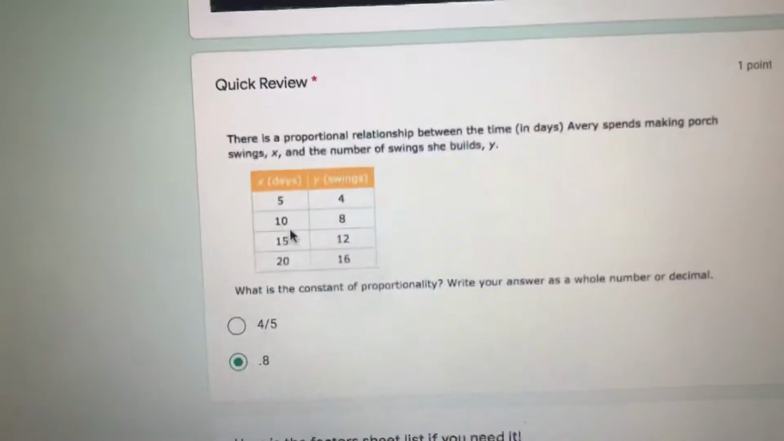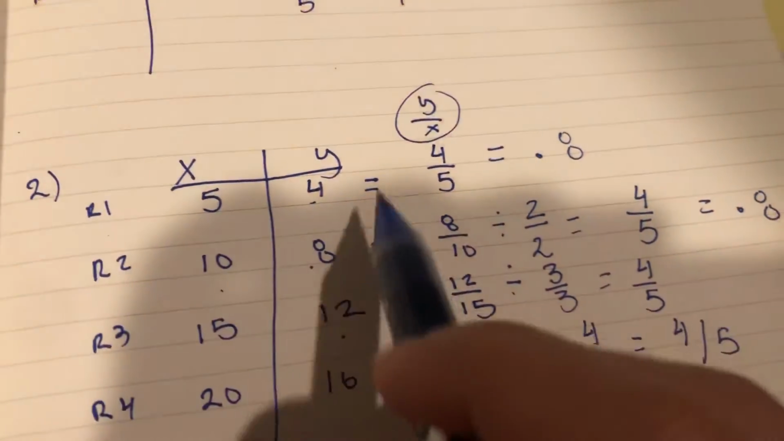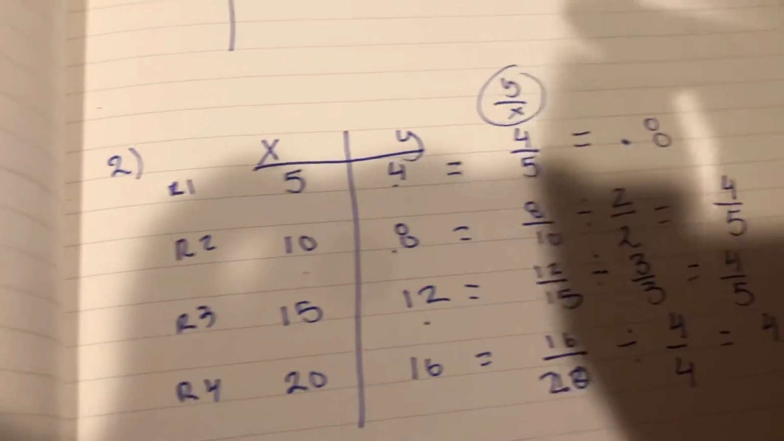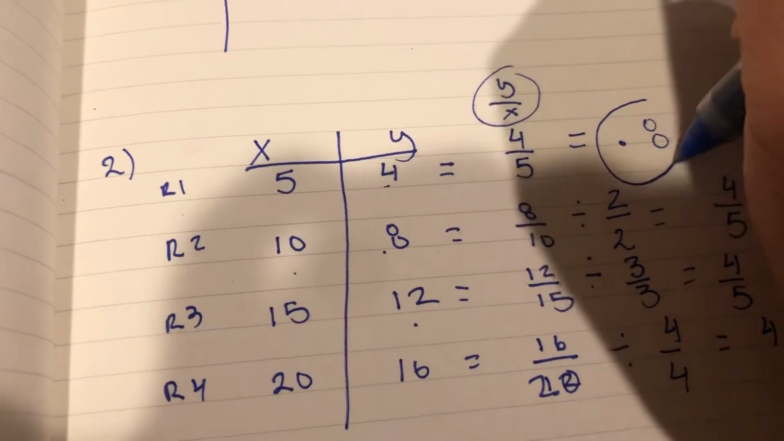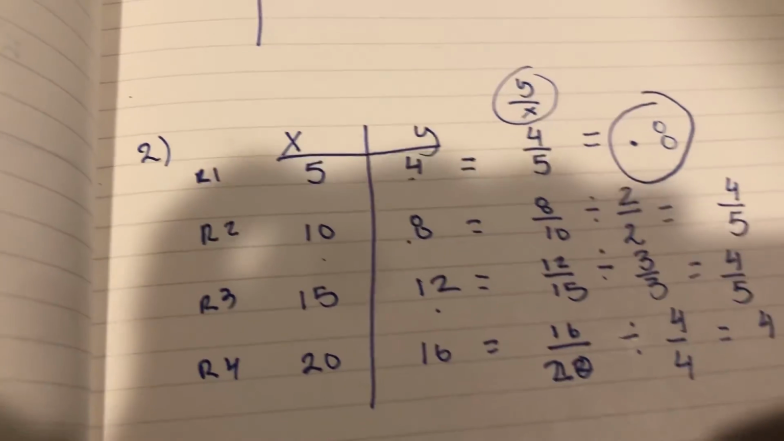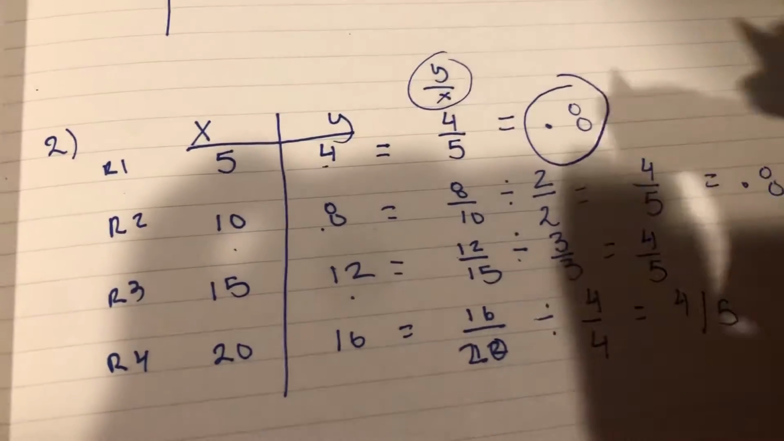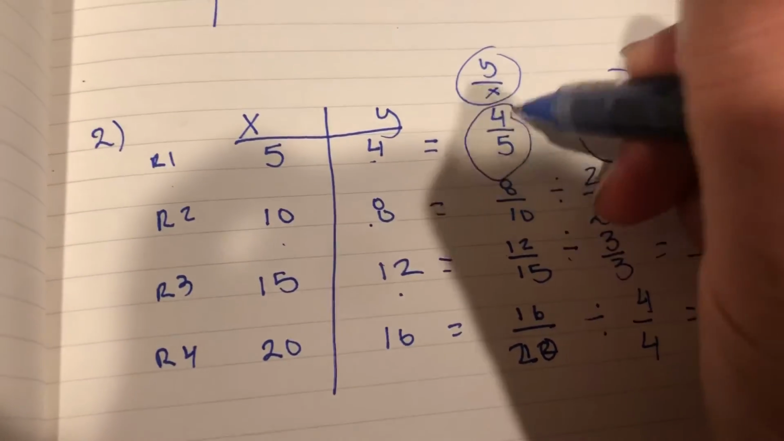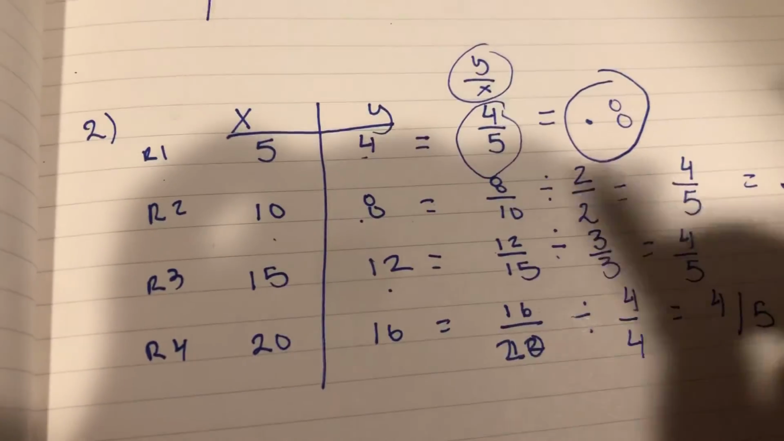Instead of simplifying the fractions, you could just divide them and see what decimal it gets you, because this makes sense, right? 4/5 would be a number that's less than 1, so 0.8 really does make sense. And so 0.8 could be your constant, or you could put 4/5. Either one is fine.